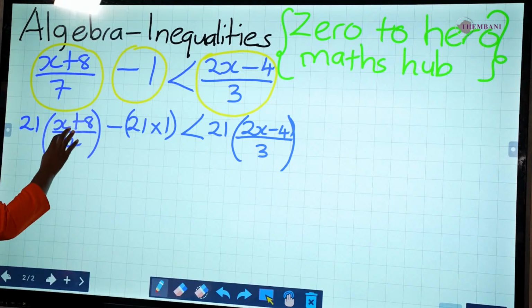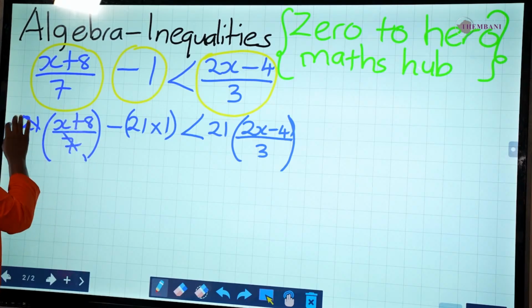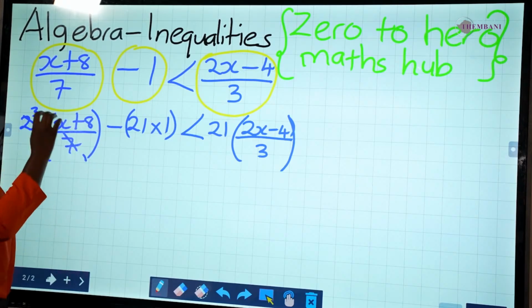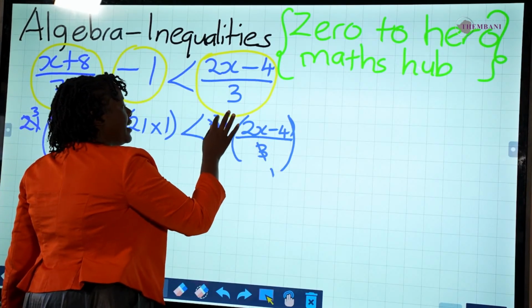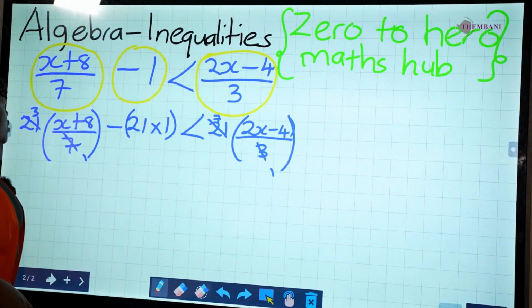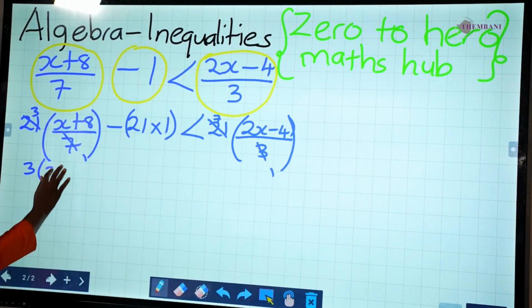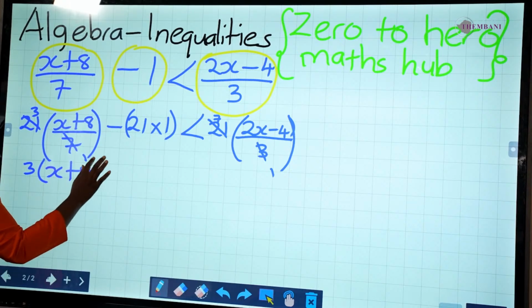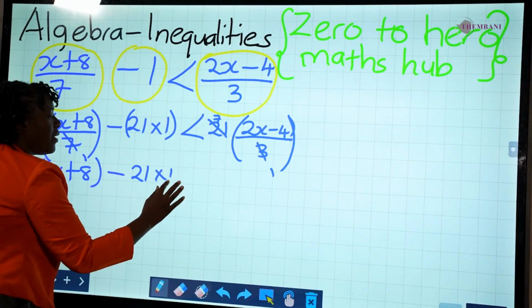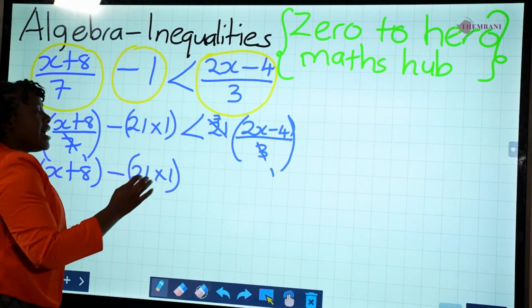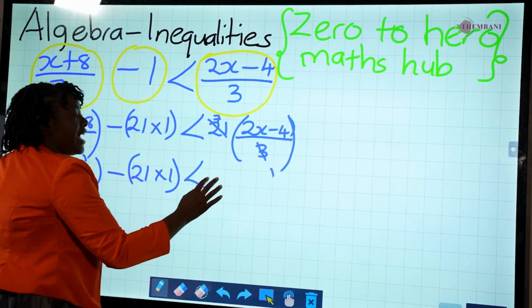So I'm saying 7 into 7, 1. 7 into 21, I get 3. At the same time, 3 into 3, I get 1. 3 into 21, I get 7. So what I'm left with is 3(x + 8) - 21 × 1, which is also in brackets, being less than 7.